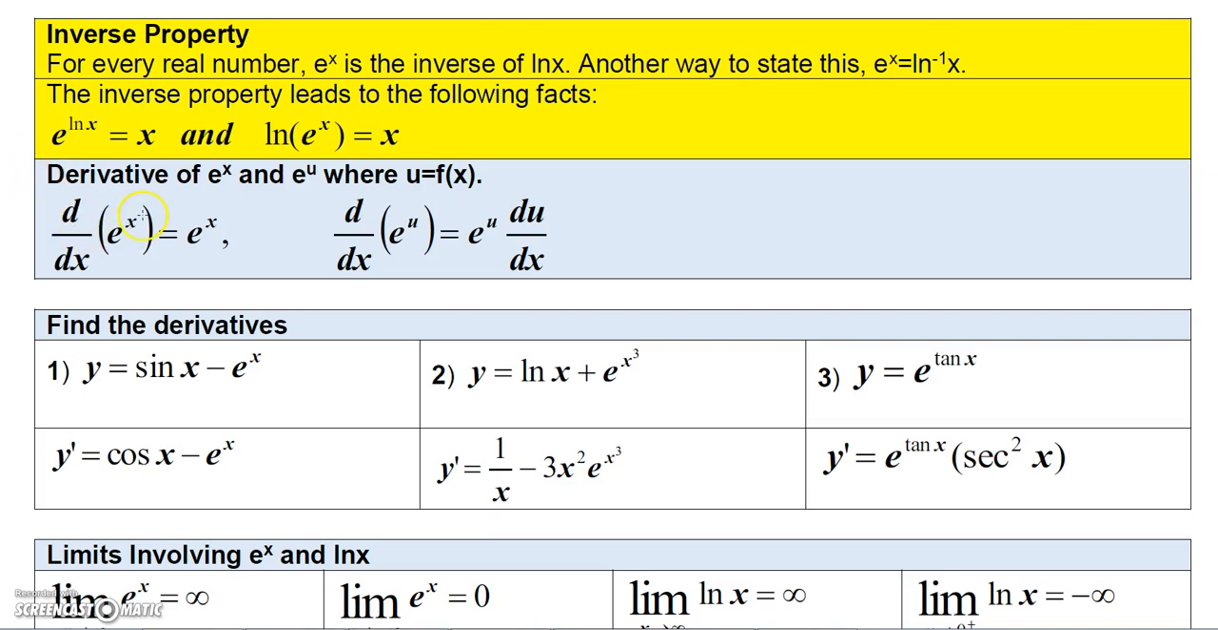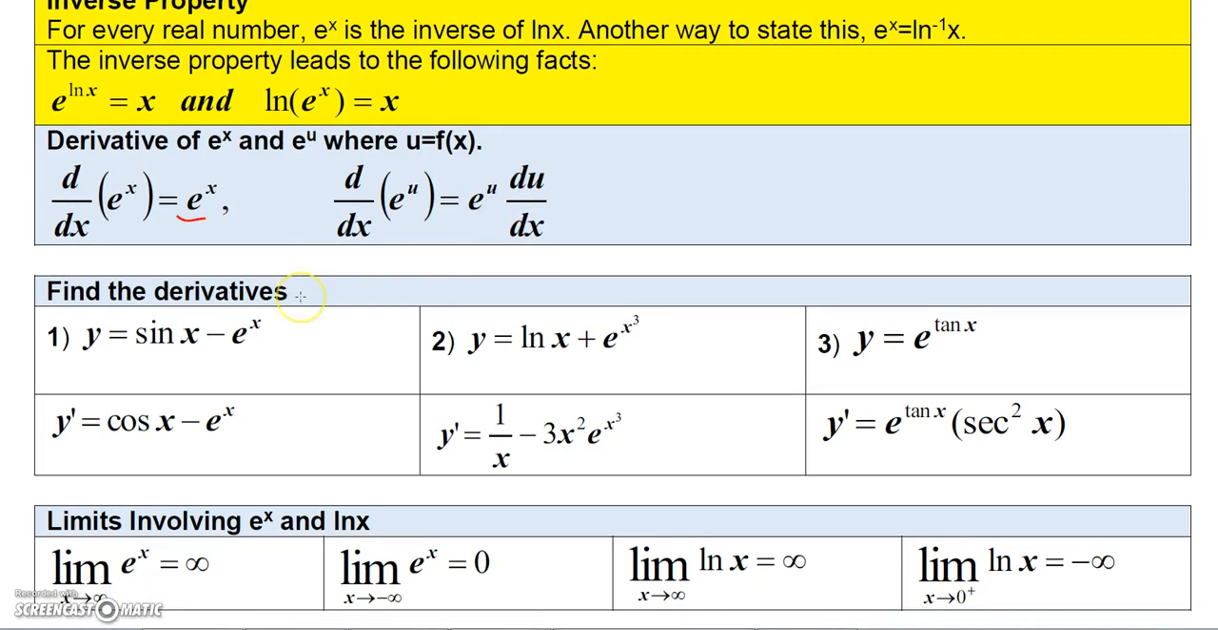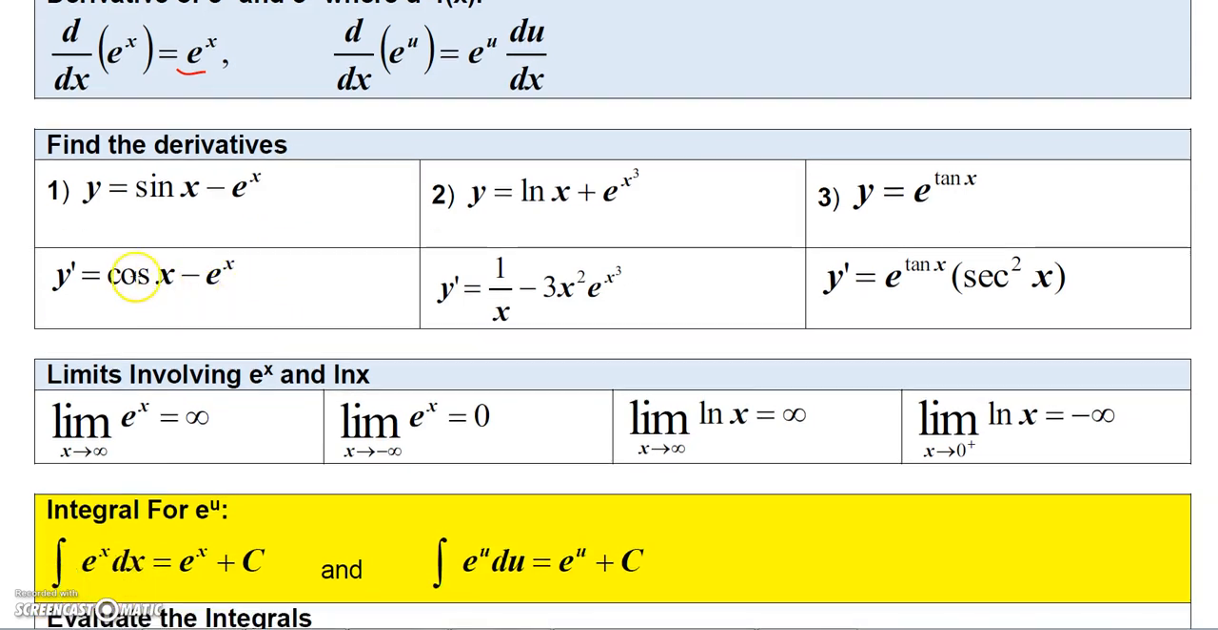The derivative of e to the x with respect to x is e to the x. And then the derivative of e to the u with respect to x is just e to the u times u prime, or du over dx. So here, I'm going to do just a couple of derivatives.